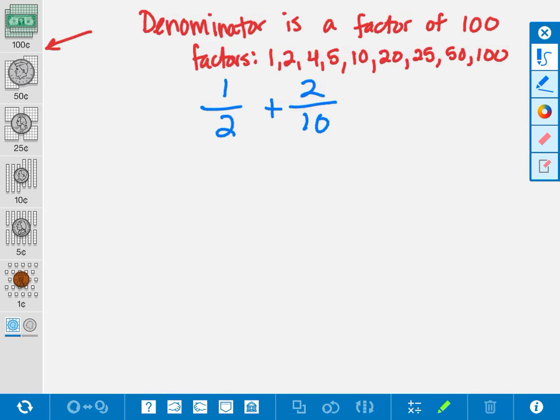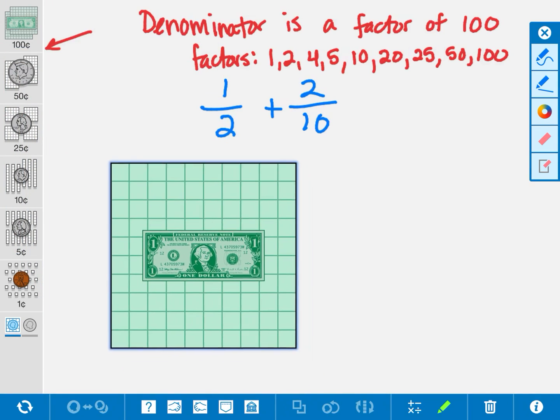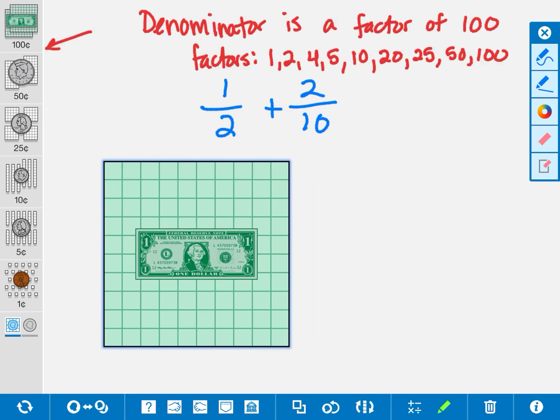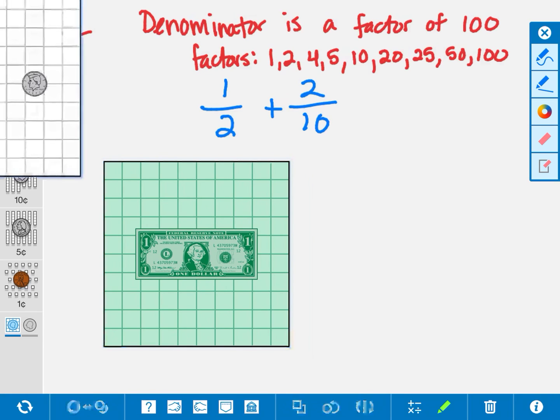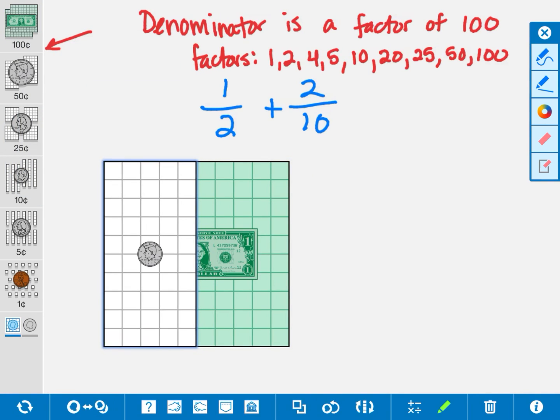So the first thing I need to do is figure out, well, what is half of $1? Well, looking over on the side, I'm going to pull my dollar piece down. This is my base piece, right? There's 100 cents in here. Half of this will be the $1/2, which covers up half of $1 and also equals 50 cents.